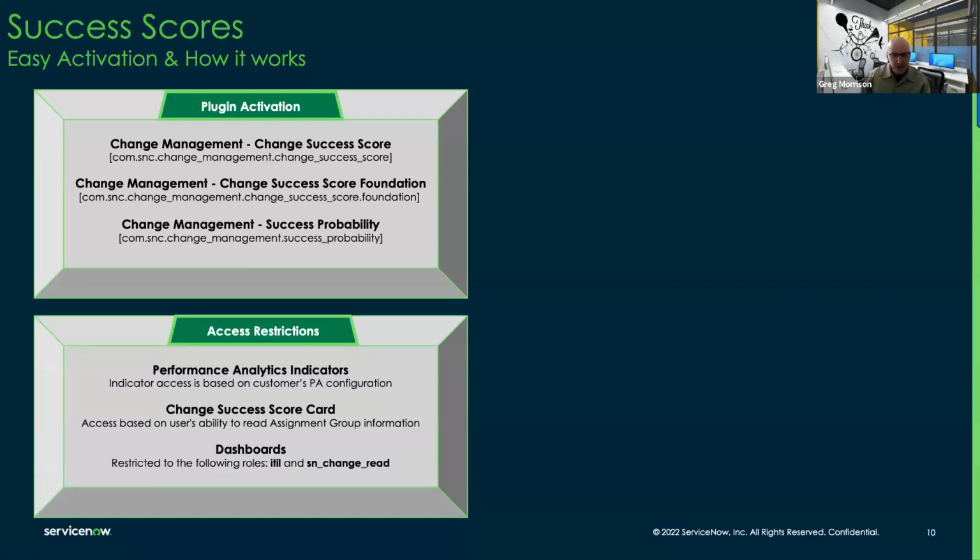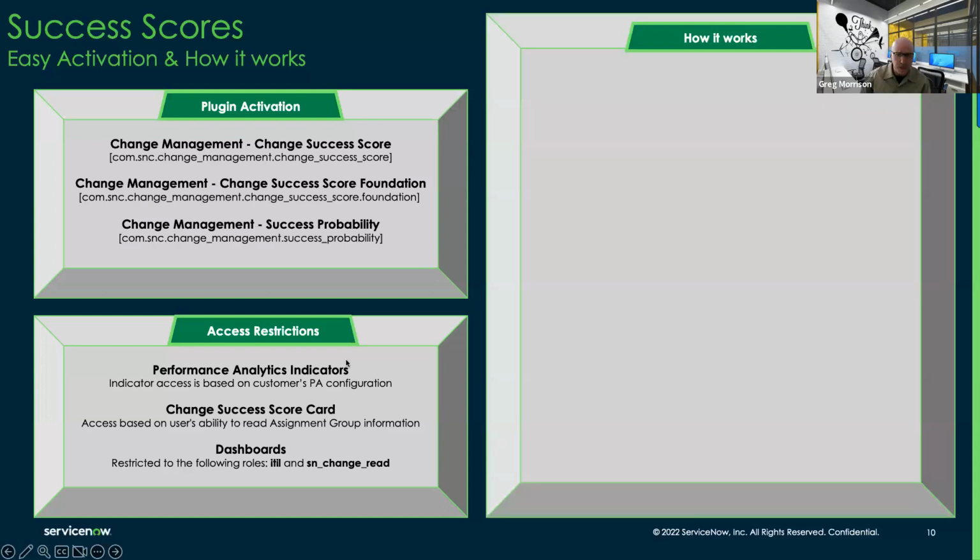In terms of access restrictions, I know one of the questions in the last session we did was to help us understand which of these are pro features and which are standard. Success scores are very much pro features, in part because they're using PA on the back end. The access restrictions are really based on the customer's PA configuration. For the success scorecard that Isaac showed you, it's really the ability to read the assignment group. And for the dashboards, the roles you'll need are ITIL and SN Change Read.